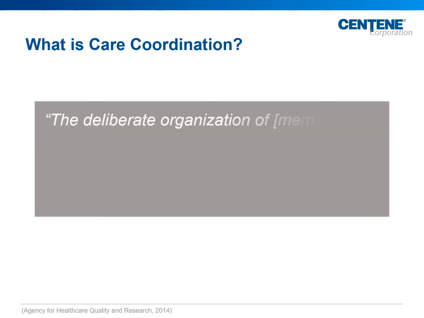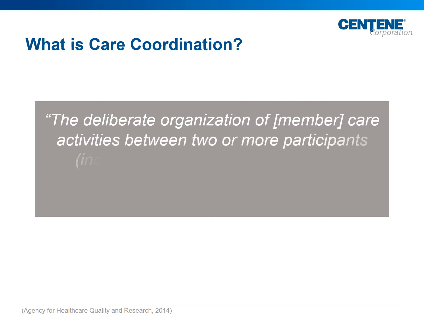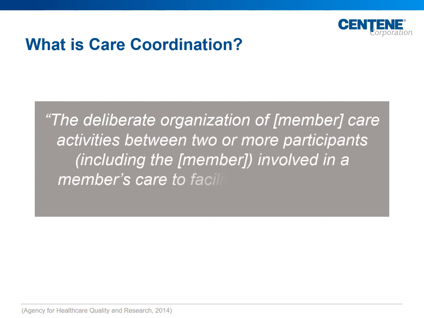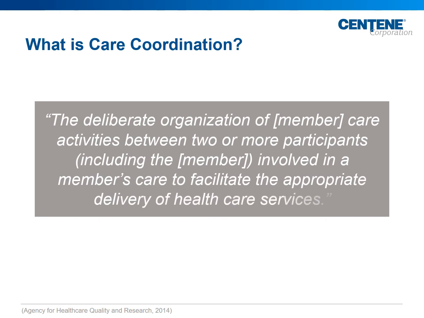Let's start with a broad definition. According to the Agency for Healthcare Quality and Research, care coordination is the deliberate organization of member care activities between 2 or more participants, including the member, involved in a member's care, to facilitate the appropriate delivery of healthcare services. Organizing care involves the marshaling of personnel and other resources needed to carry out all required member care activities, and is often managed by the exchange of information among participants responsible for different aspects of care. The goal of care coordination is to meet the members' needs and preferences in delivery of high-quality and high-value care.